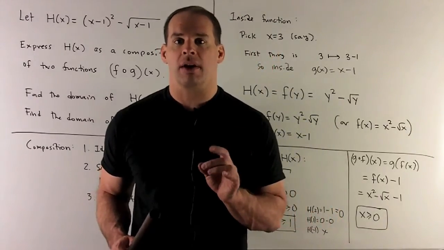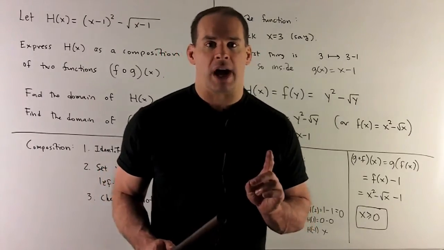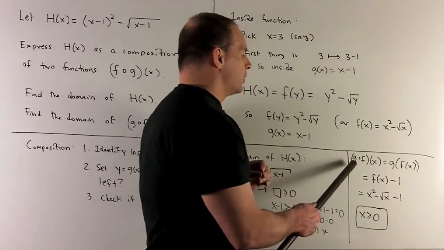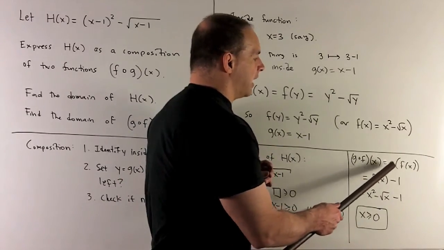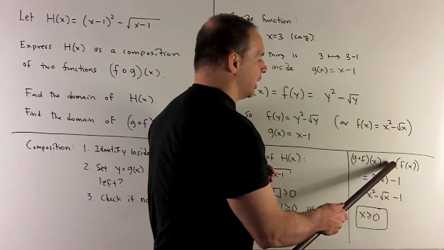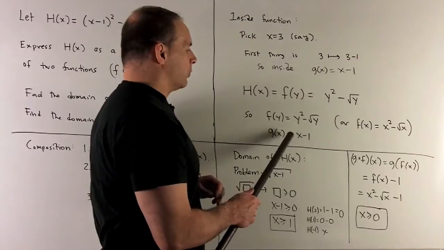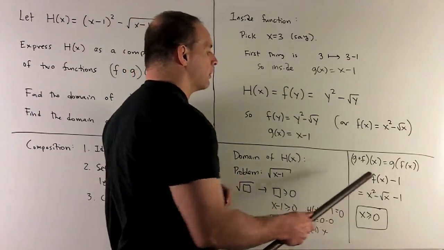Okay, that takes care of the domain of h of x. How about if we compose in the other direction? What will the domain be then? If I compose in the other direction, you have options on how you do this. I'm going to take f of x and stick it into g. If I pretend there's a box here, we have g of box equals box minus 1, and then I'm just going to stick f of x into the box.